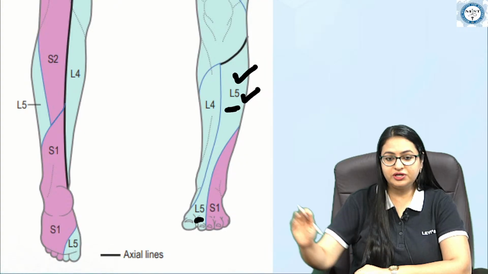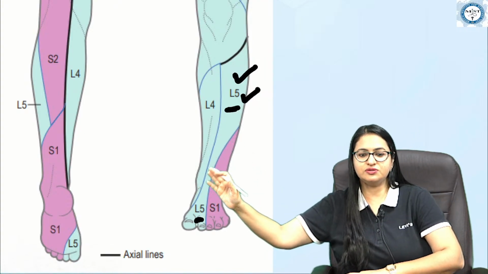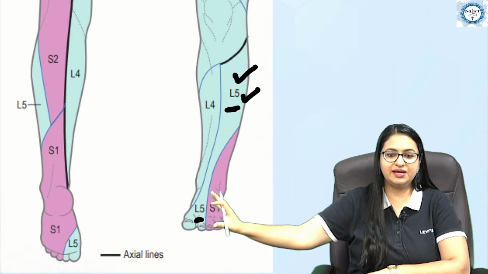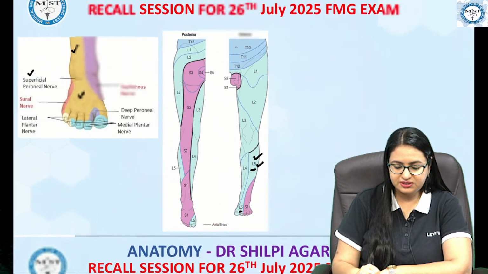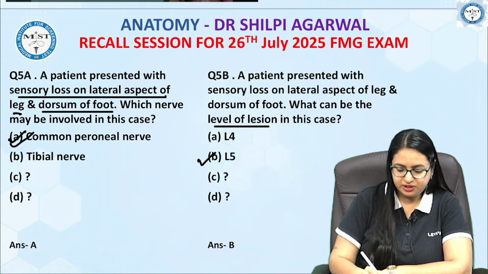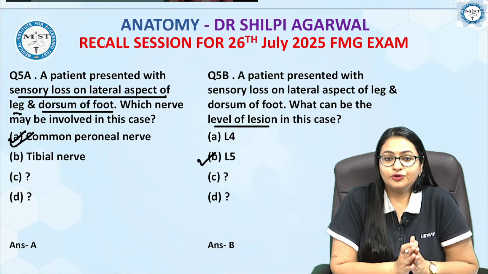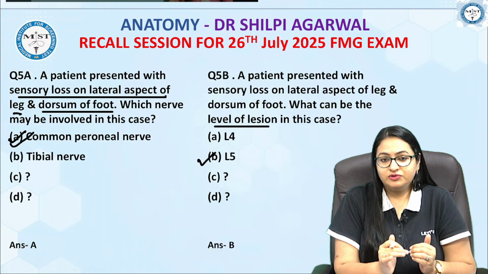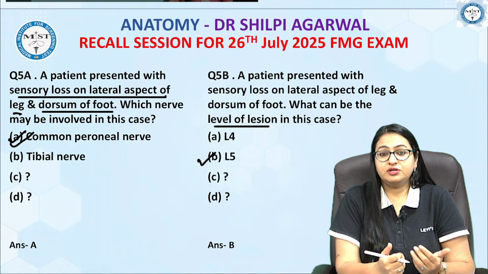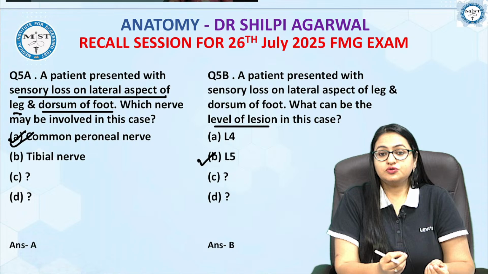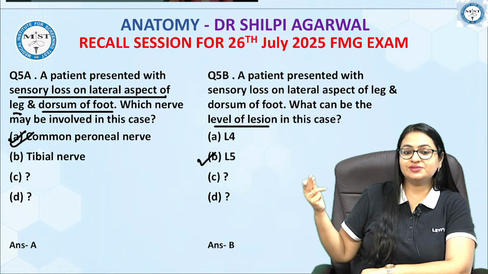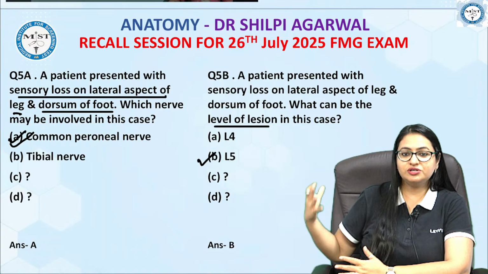If you see L4, it is towards the medial side and does not go much towards the dorsum of the foot. So when you say lateral aspect of leg and dorsum of foot, you can see it is L5, the dermatome of this area, and therefore you can go for the answer L5. If there is a lesion at the spinal cord level, or an intervertebral disc prolapse, compression or involvement of the L5 spinal nerve can lead to these sensory symptoms.